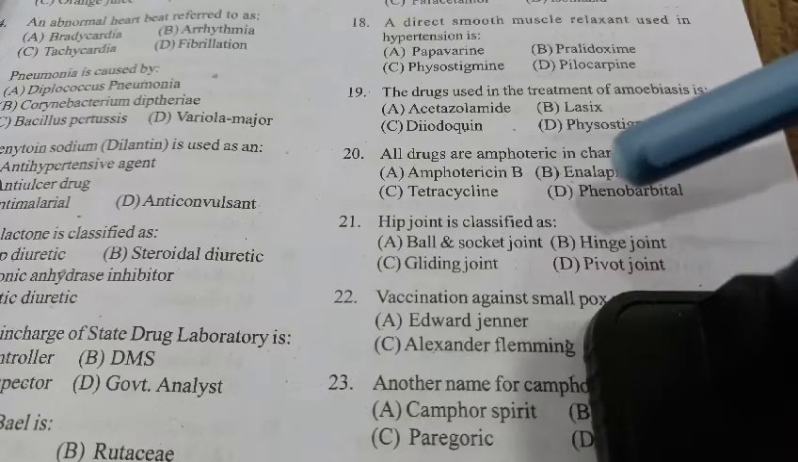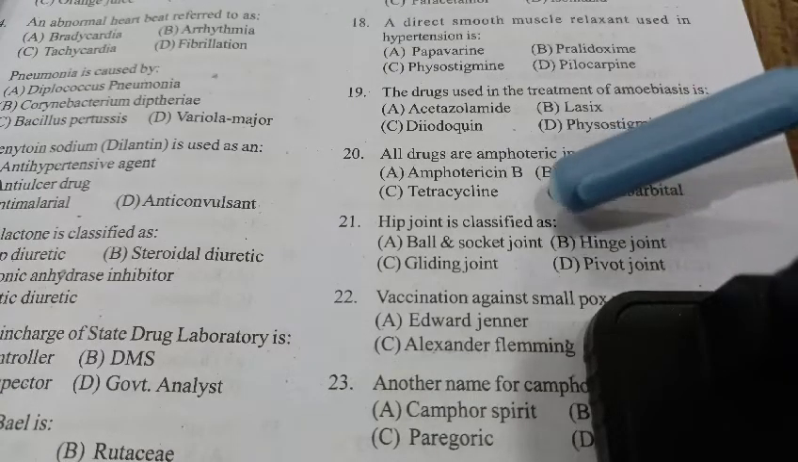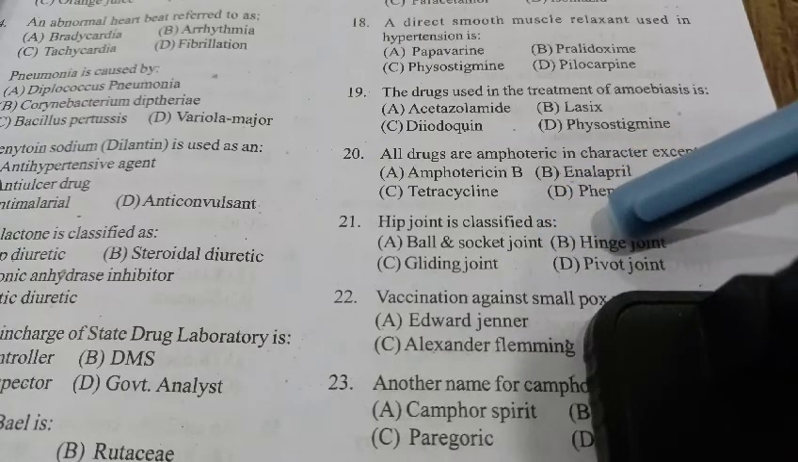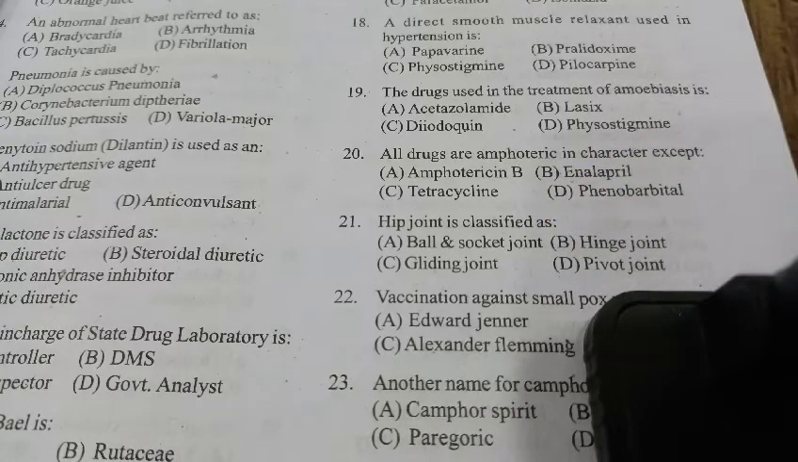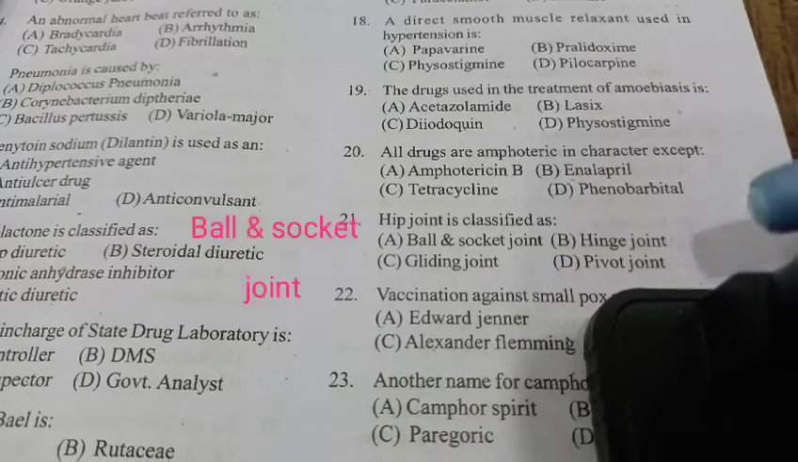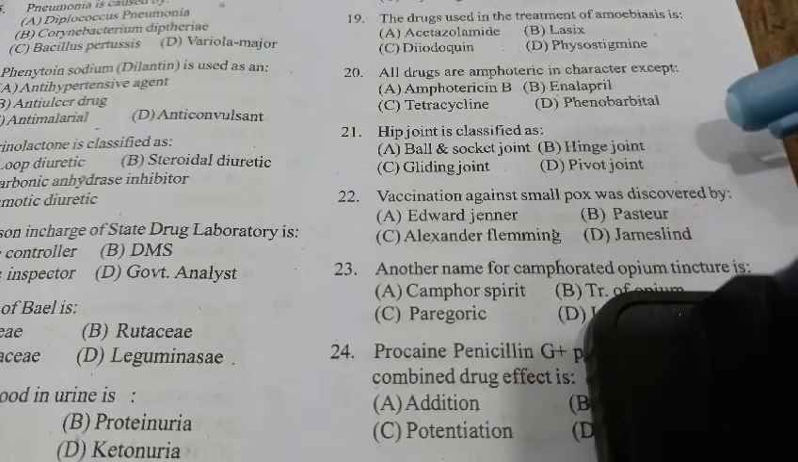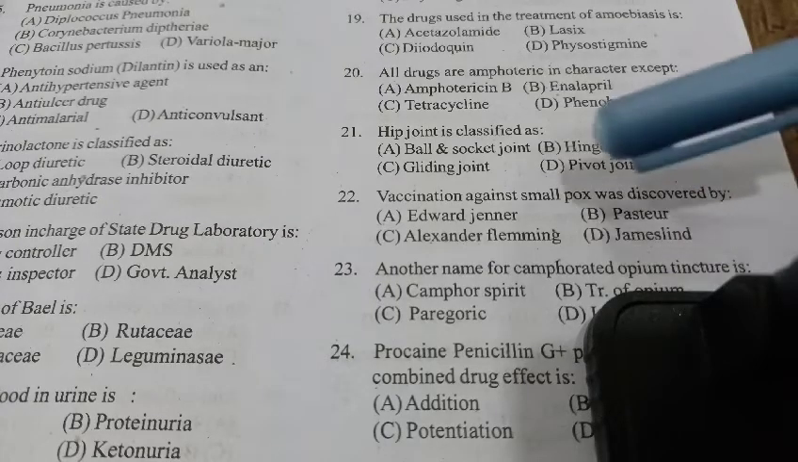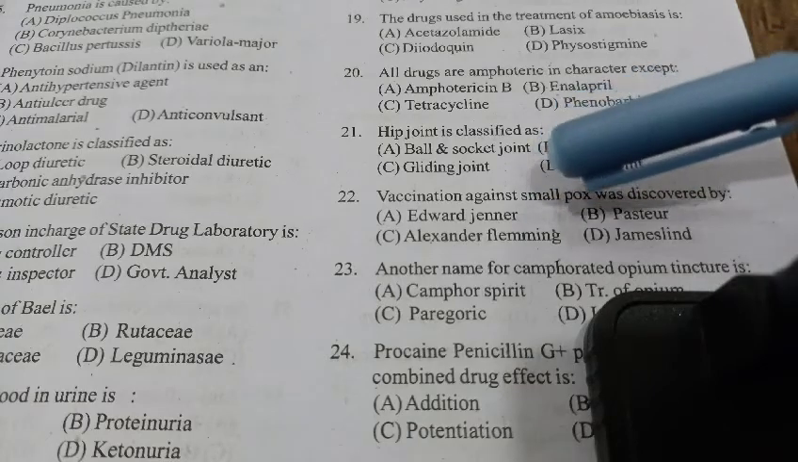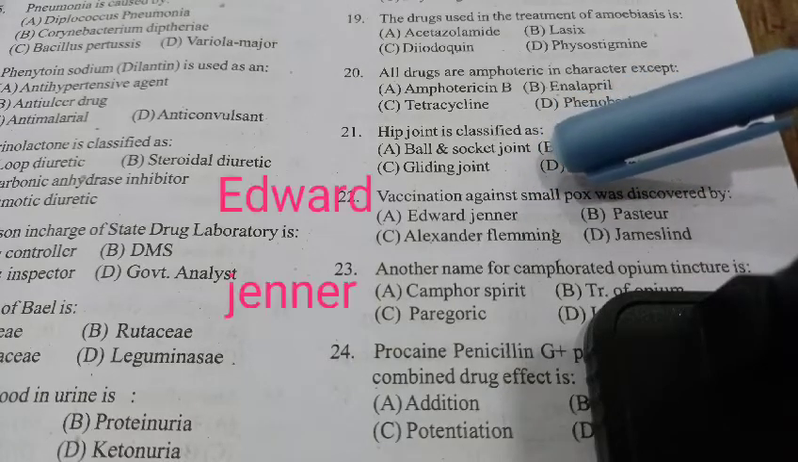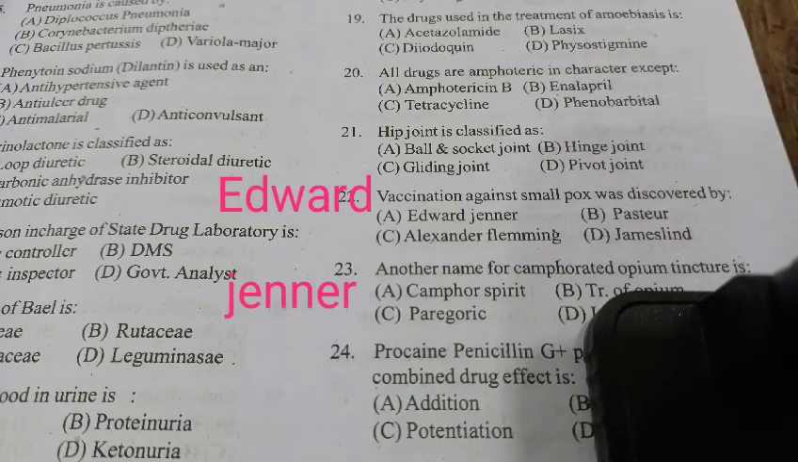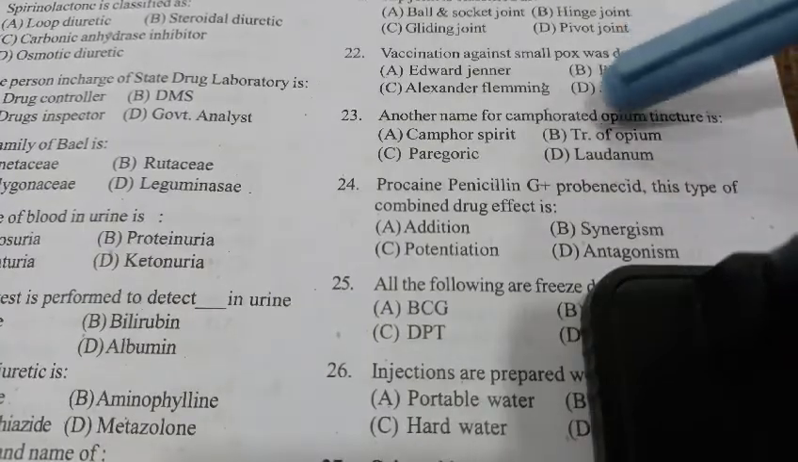The next question is, hip joint is classified as ball and socket joint, hinge joint, gliding joint, or pivot joint. Hip joint is a ball and socket joint, so the answer is option A. Vaccination against smallpox was discovered by Edward Jenner, Pasteur, Alexander Fleming, James Lind. Edward Jenner discovered smallpox vaccine, which is the world's first vaccine.